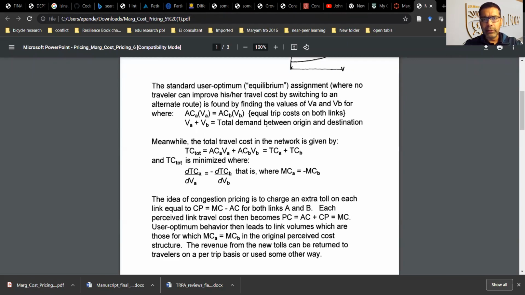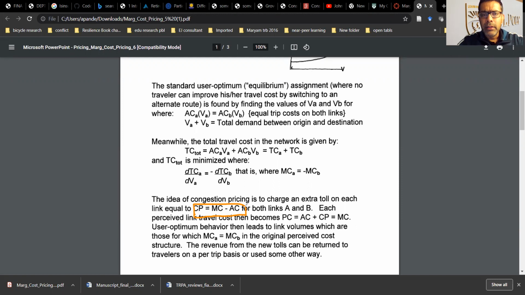And I'm going to go ahead and annotate. So do you guys all see the screen? Yeah. So this is the example we were talking about, and we even derived what your congestion price should be. This is the congestion price we derived the other day and the last week. CP should be equal to MC minus AC.